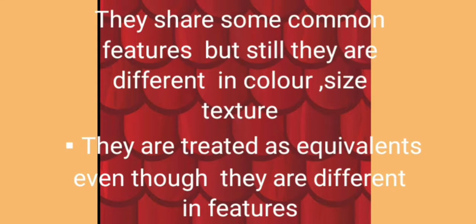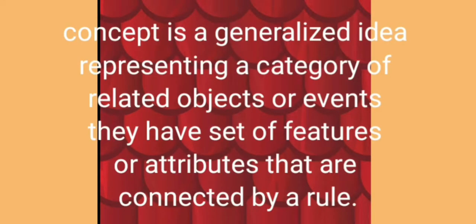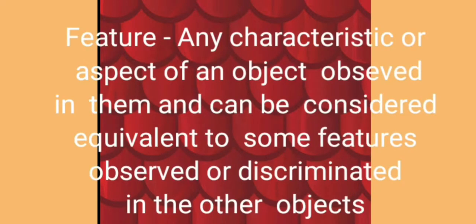So, a concept is a generalized idea, and it represents a category of related objects or events. They have a set of features or attributes that are connected by a rule. Now let's understand the definition of a feature. A feature, by definition, is any characteristic or aspect of an object or event or of any living organism that is observed in them and can be considered equivalent to some features observed or discriminated in other objects.